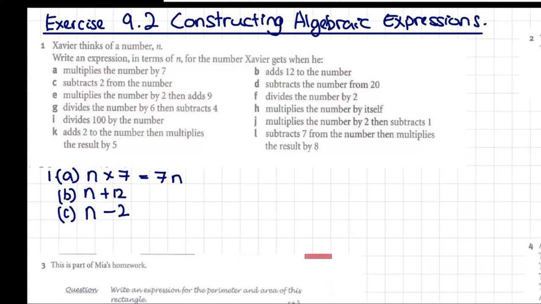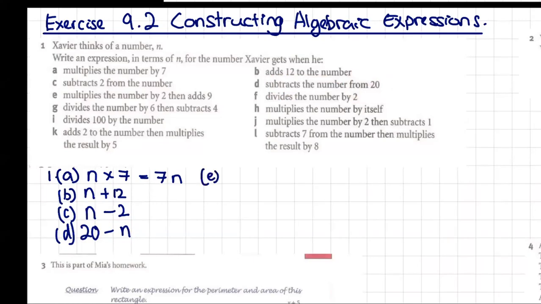Next one here I can actually see is question D. Subtract the number from 20. Subtract from 20, so it's a very different thing. It means that I need to take 20 and subtract the number itself from it. So it must be 20 minus n. It's a different thing compared to C. C is you have to subtract 2 from the number itself, whereas D is subtract the number from 20. It means that from 20 I need to take out n.